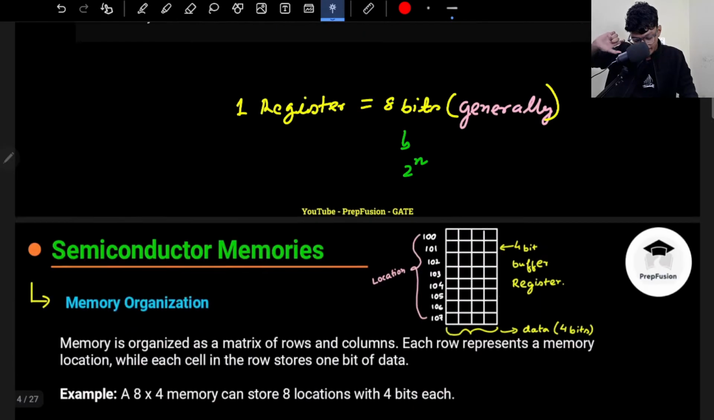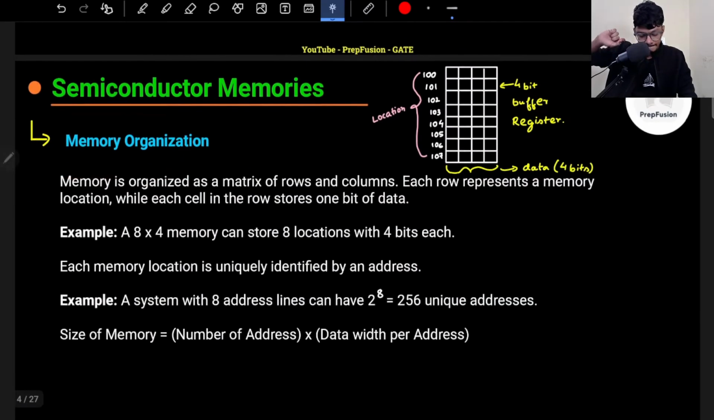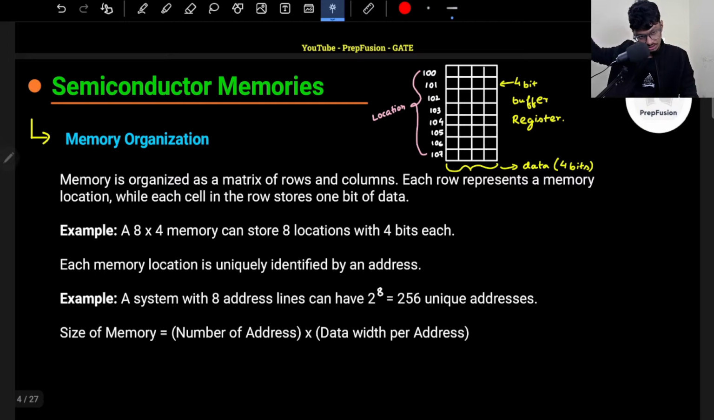Now we'll just discuss a bit about memory organization. You can study this memory organization from me in COA. Just watch the COA part 1 lecture. There I have explained all this: how we store the data and how it is organized. I will just explain one example and discuss from there. I will not go too much in depth here because this topic has already been covered in COA part 1.